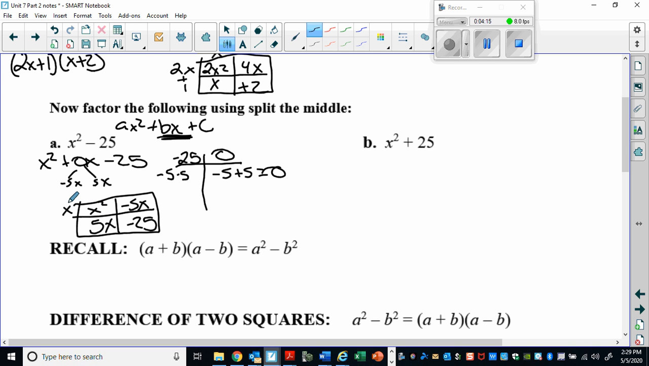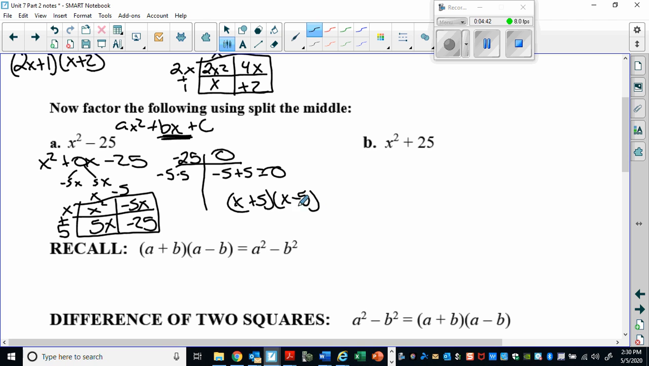1 and 5, you can only take out a 1. But we have 5 and negative 25, so we can take a 5 out, so we will write 5. Now, is this going to be a positive 5 or a negative? That's going to be a positive 5. Up here, we can take out an x. Is this going to be a positive 5 or a negative 5? That's going to be a negative 5 because that box is negative. So your answer is x plus 5 times x minus 5.